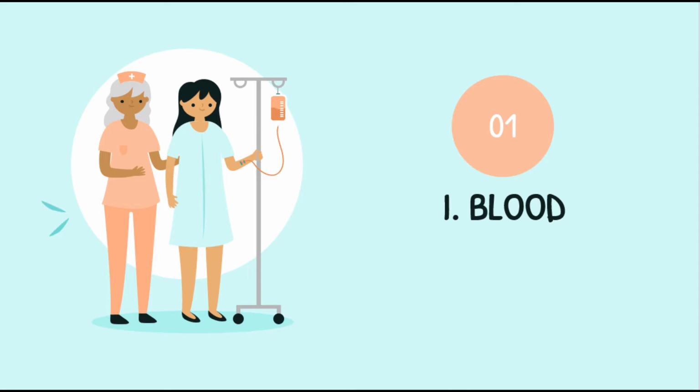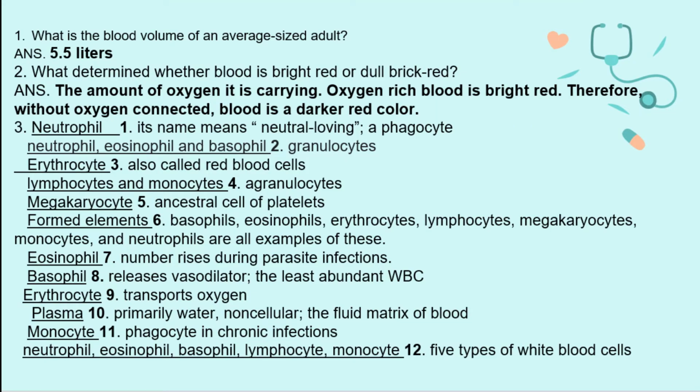Good day, everyone. My name is Monica Guinocor, and I will be reporting this part 1, which is the blood. Composition of blood. For number 1 question, what is the blood volume of an average size adult? Our answer is 5.5 liters.